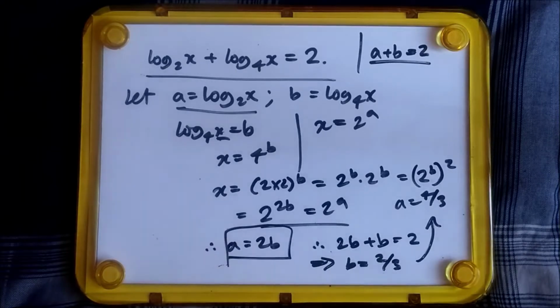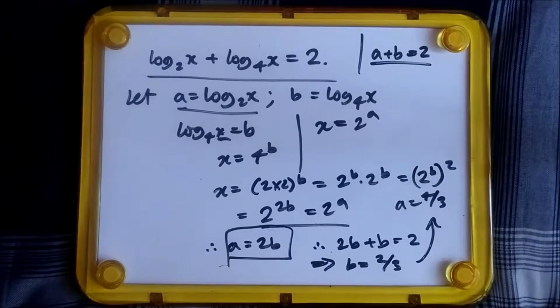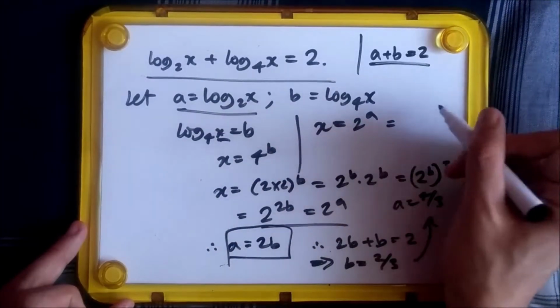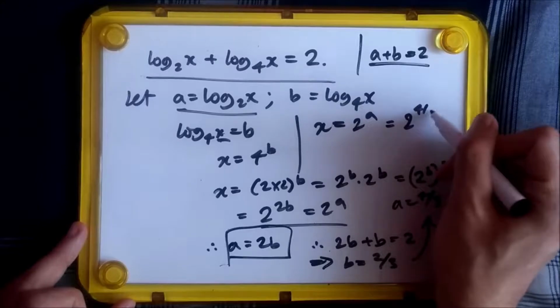So now, what does this mean? That means we can work out the final answer. So this means x is actually equal to 2 to the power of 4 over 3.